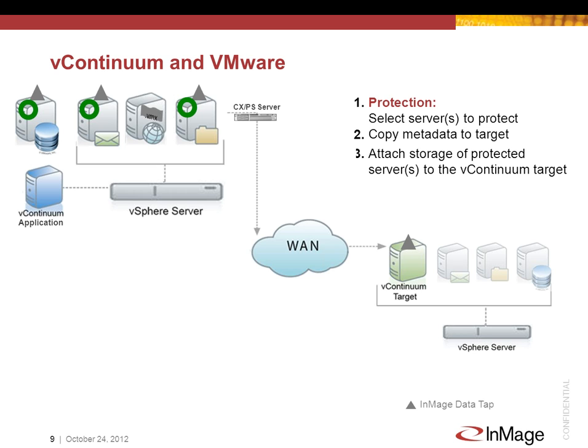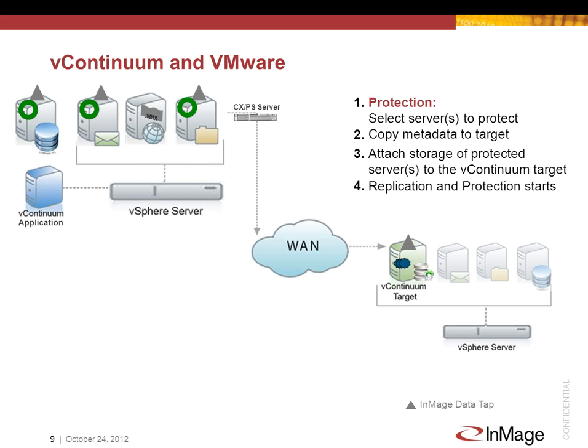We do give you the opportunity to update any metadata at this time. So if you want to change the IP address, the VLAN segment, the name, the CPU, memory information like that, you're welcome to make those modifications at this point. We will then attach some storage to that vContinuum target. That vContinuum target will basically provision the appropriate amount of storage that's needed based on the servers that you're protecting.